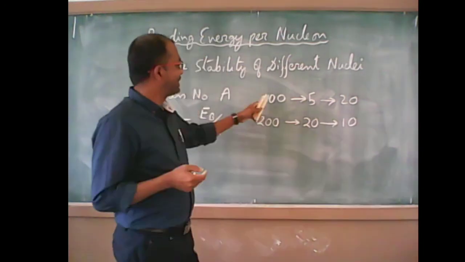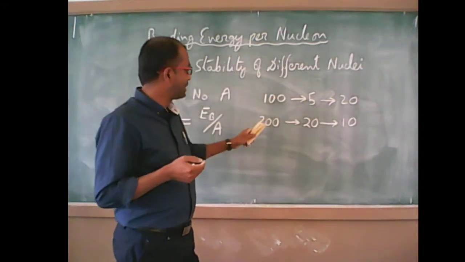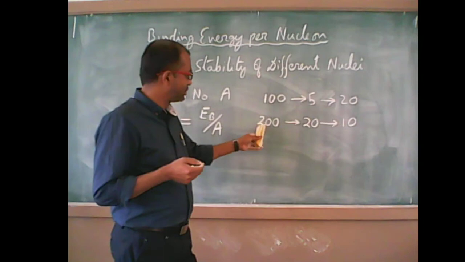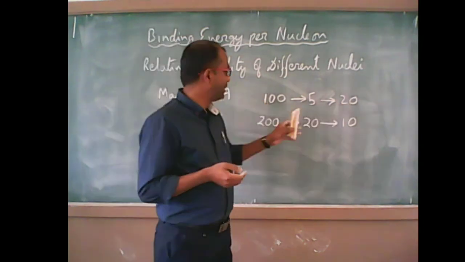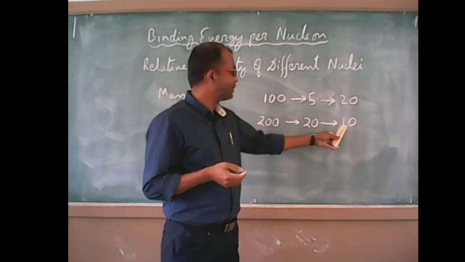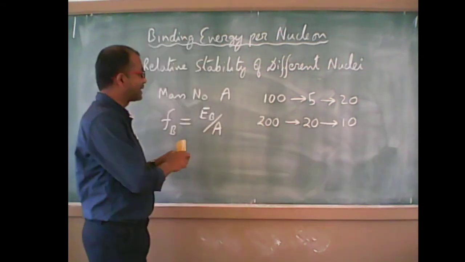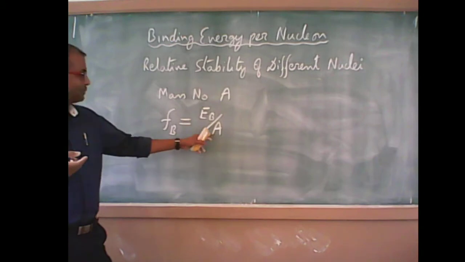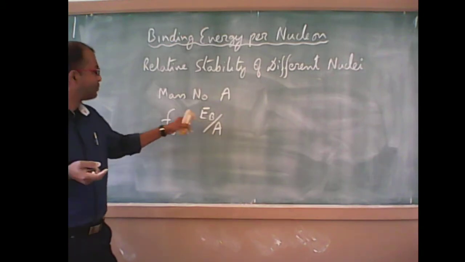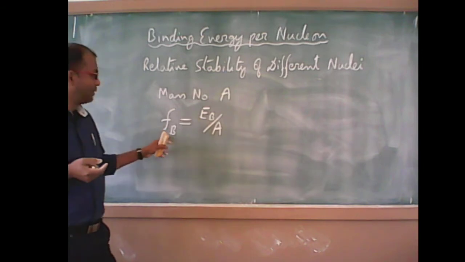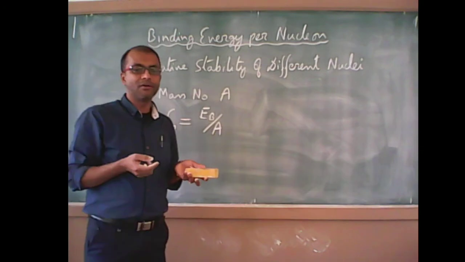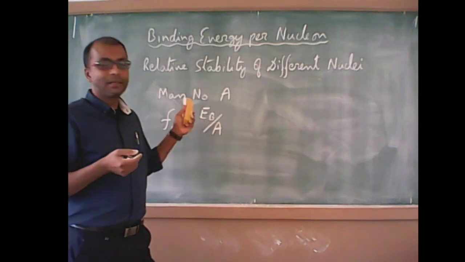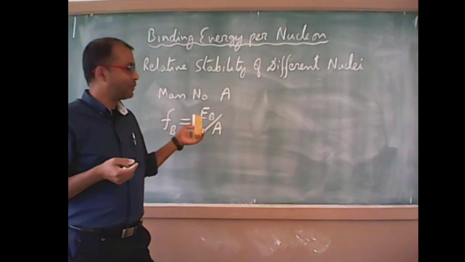If you just see the amount of money being distributed, 100 rupees here and 200 rupees there, you may tend to think that the second is a better position. But per head you are getting 20 in the first case, and only 10 in the second. Similar is the case here. For binding energy, we have to see the total number of nucleons involved in the nucleus to give this binding energy. So the binding energy per nucleon gives us a true picture of the stability of different nuclei. We need to compare not the total binding energy of the different nuclei, but the binding energy per nucleon.